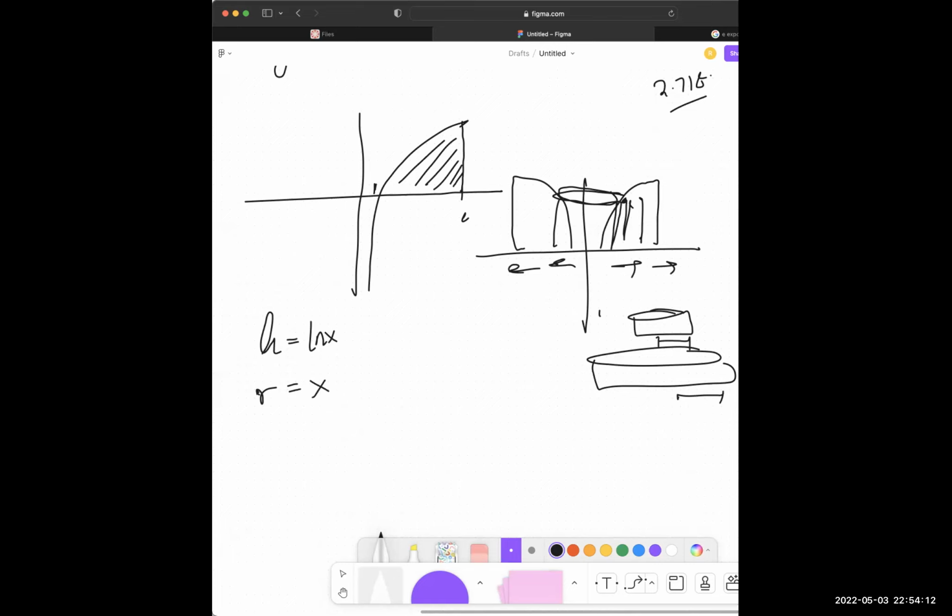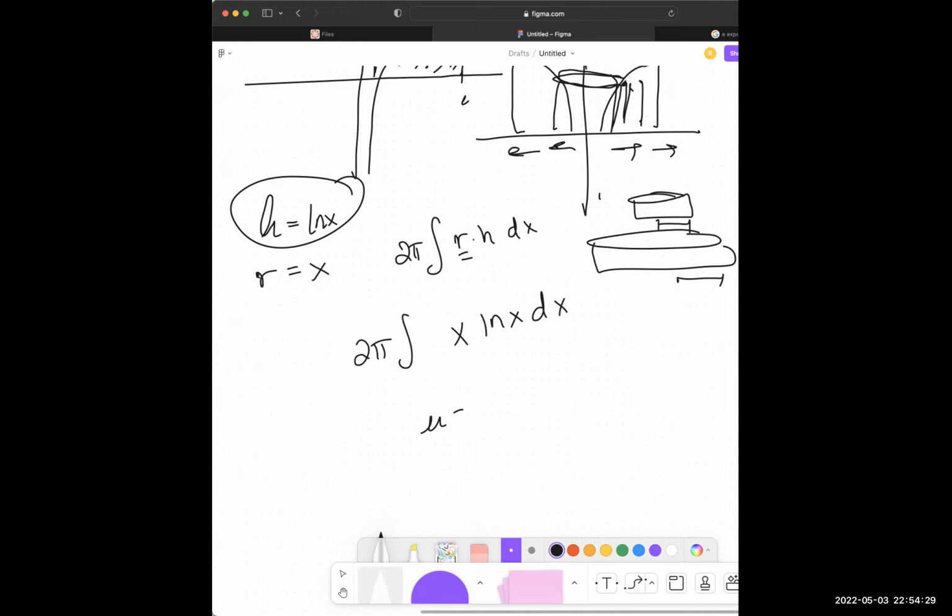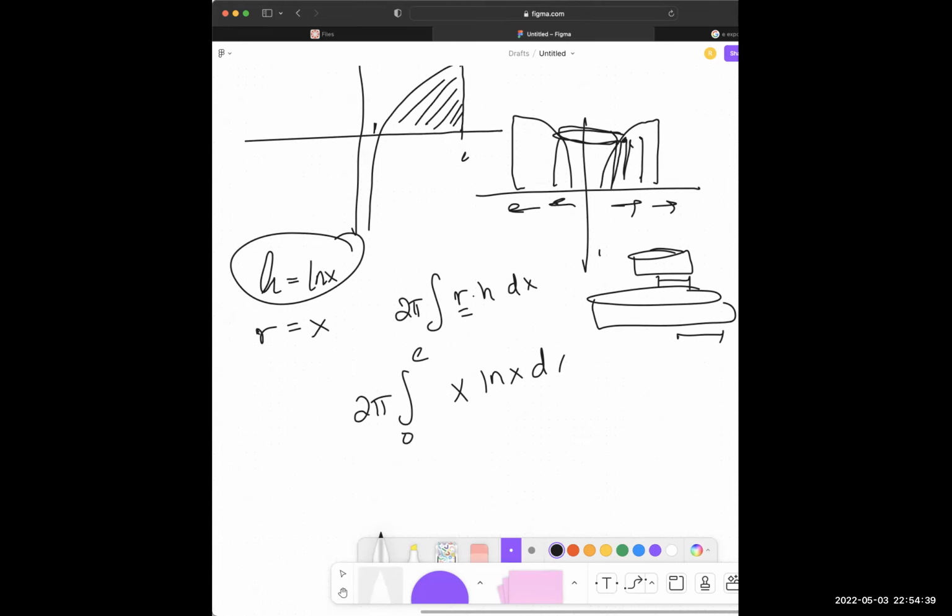So what do you have? We know that it's 2 pi times the integral of r times h dx. That's the formula for shells. Then you take the radius, which is x, times the height, which is ln of x, dx. And again, what are the bounds? You're going from 0 to e. Those were the bounds that were specified.